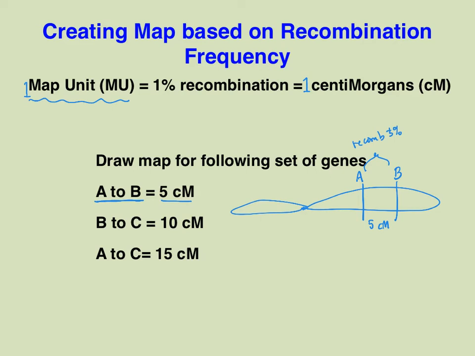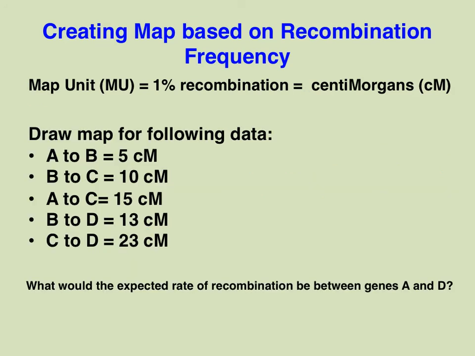Now, between B and C, we have 10 centimorgans, and A to C, we have 15 centimorgans. We're going to have to make our chromosome longer, folks. Let's put C out here on the right-hand side. We can have now 10 centimorgans between B and C, and then a total of 15 centimorgans between A and C. Pretty straightforward. Let's make it more complex.